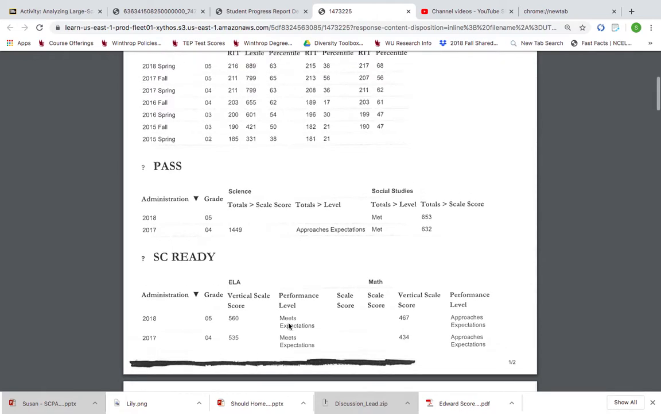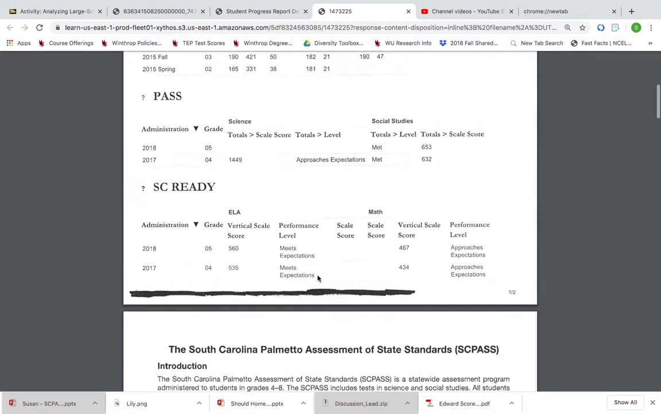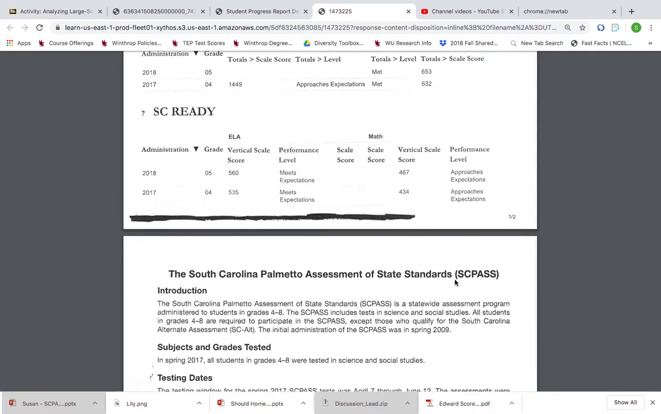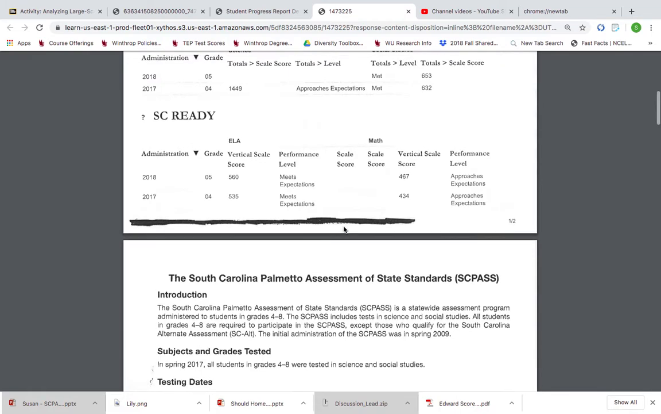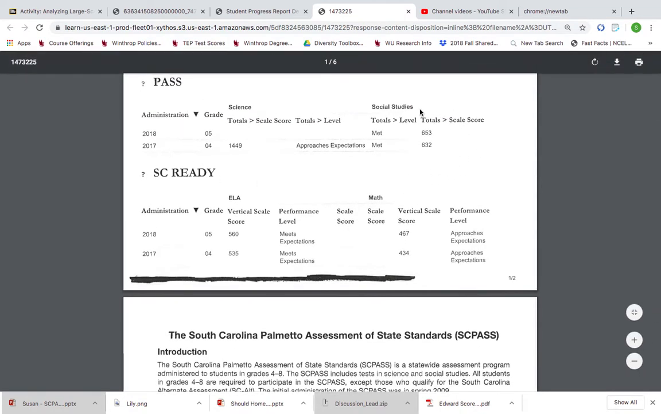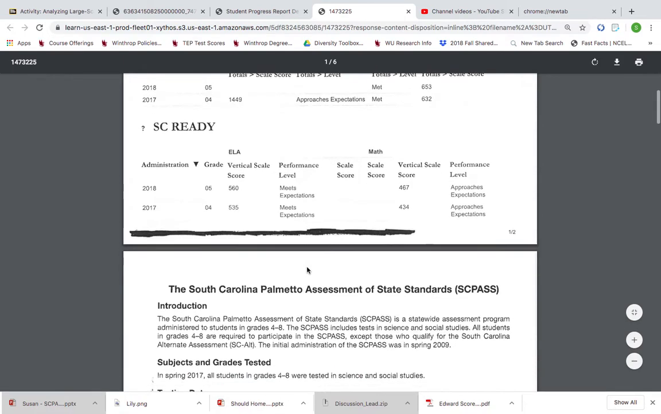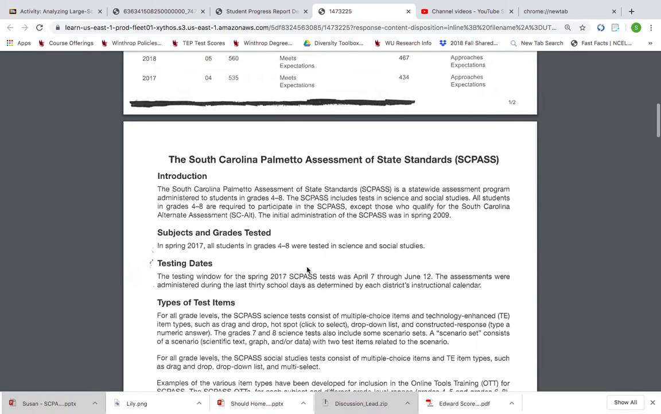Now some of you may be like, okay, Dr. Catalana, why did you give us all of this information? Because I want you to practice looking through a lot of stuff to get what's actually important. Okay, so we're going to look just at SC PASS. We're just actually looking at this tiny spot right here. So SC PASS is statewide. It's given grades 4 through 8, and it's for both science and social studies.